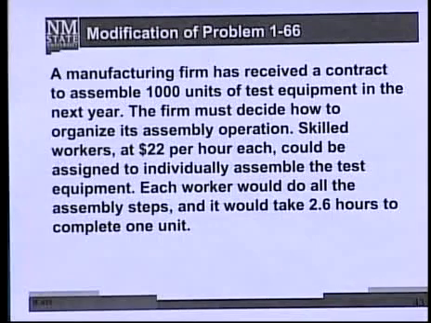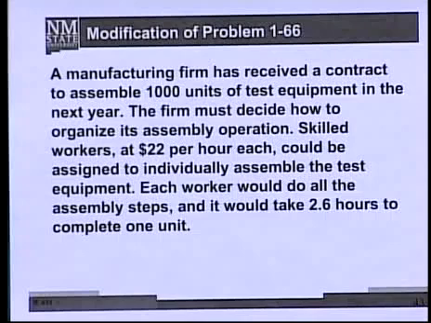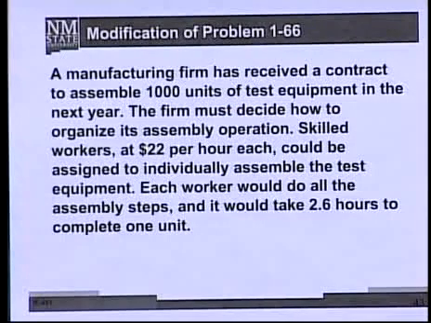So a manufacturing firm has received a contract to assemble 1,000 units of test equipment in the next year. The firm must decide how to organize its assembly operation. Skilled workers at $22 per hour each could be assigned to individually assemble the test equipment. Each worker would do all the assembly steps, and it would take 2.6 hours to complete one unit.